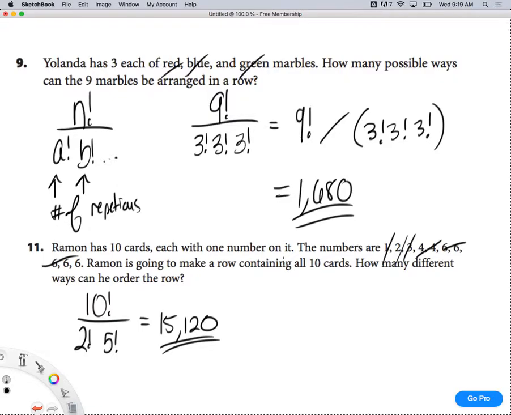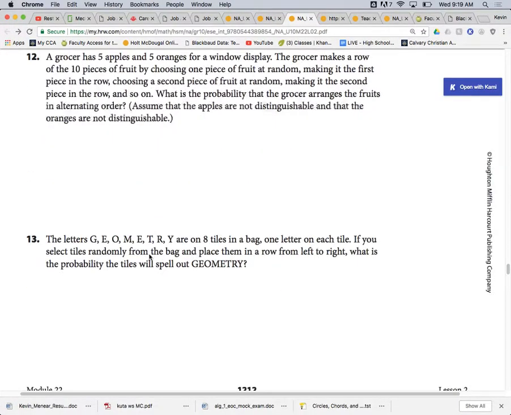I don't know if I'm putting that in wrong or if I'm getting a different answer: 10 factorial divided by 2 factorial. Yeah, you put the parentheses wrong. It should be like this. Yeah, alright. Next, 13.